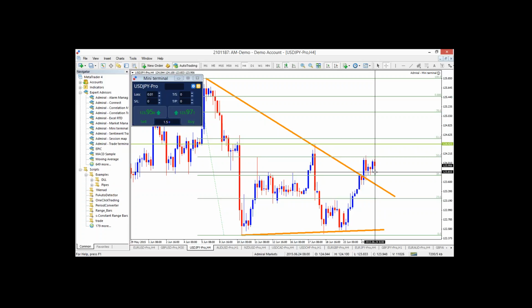And yeah, basically the same idea as the euro dollar. I like the euro dollar a bit more than the dollar yen. I would skip this dollar yen. The euro dollar looks a bit better for bounce up or breakdown. The pound dollar looks good for a pullback continuation. So I would skip this dollar yen.